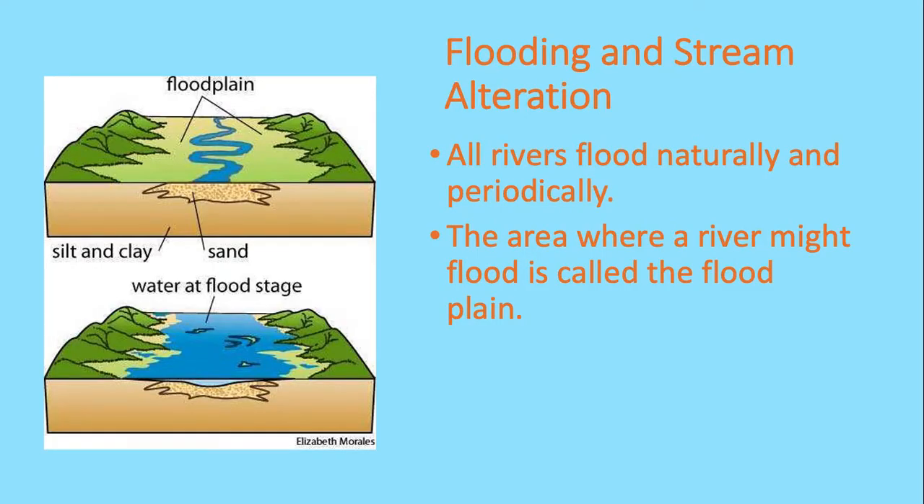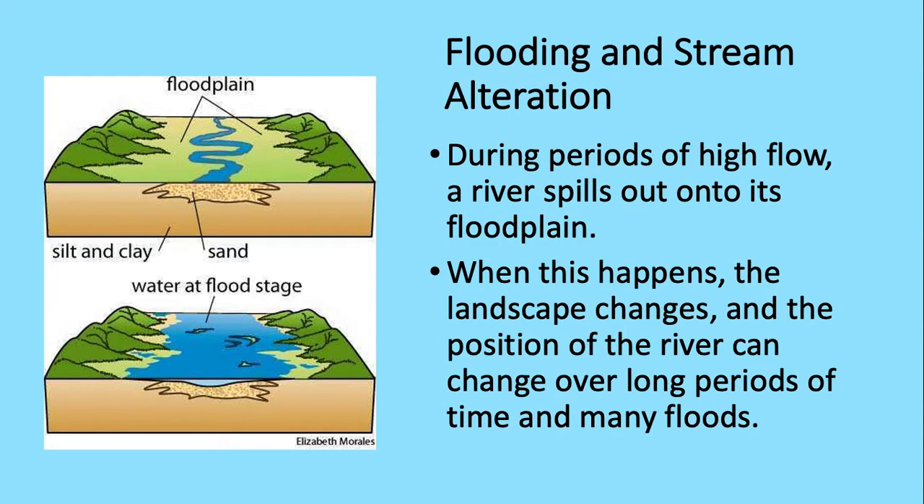Flooding and stream alteration. All rivers flood naturally and periodically. The area where a river might flood is called the floodplain. During periods of high flow, a river spills out onto its floodplain. When this happens, the landscape changes and the position of the river can change over long periods of time and many floods.